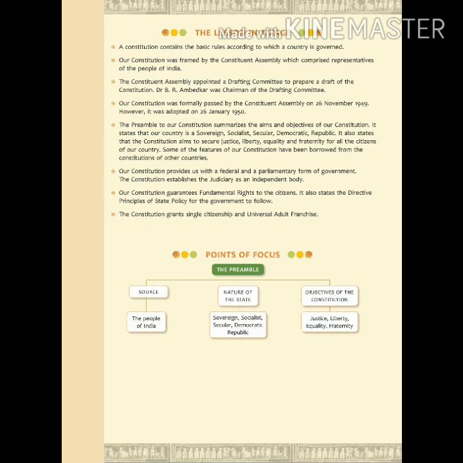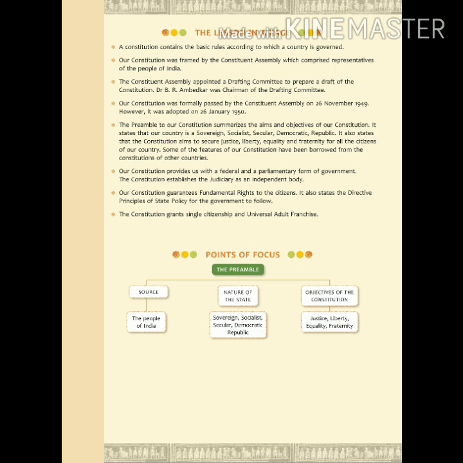We know that there was a Constituent Assembly framed where there were representatives of the people of India and leaders like Pandit Jawaharlal Nehru, Sardar Vallabhbhai Patel, Maulana Abul Kalam Azad, Rajendra Prasad, and women members like Sarojini Naidu, Rajkumari Amrit Kaur, etc. They were members of the Constituent Assembly.